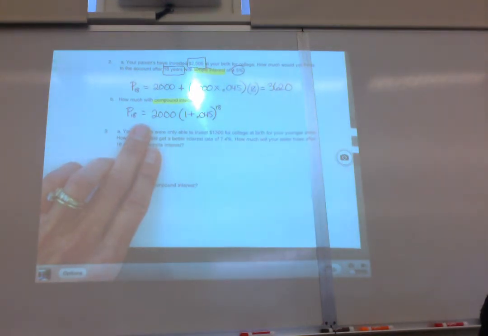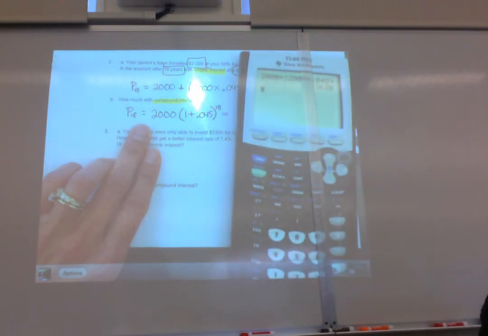Something tells me this one's going to be big. I like seeing that 18 up there for something like this. Now here's how we're going to do it in our calculator. 2,000 times parentheses. I can add those two in my head. 1.045. Now here's the tricky part. How to make an exponent. This little caret button underneath the clear. Jerry, are you doing this? 18.